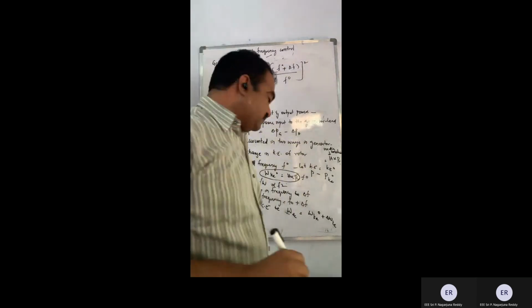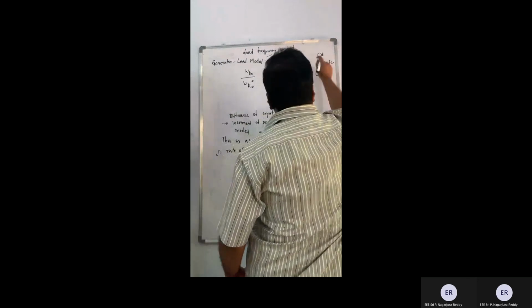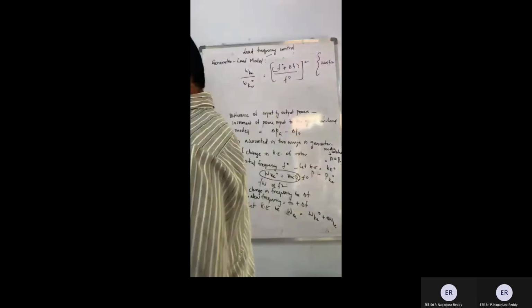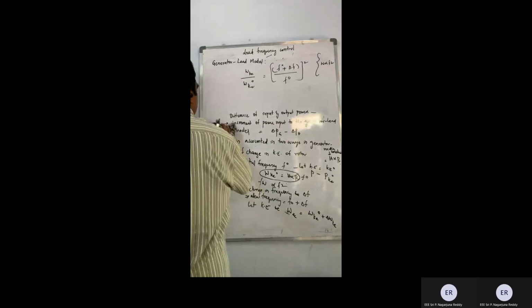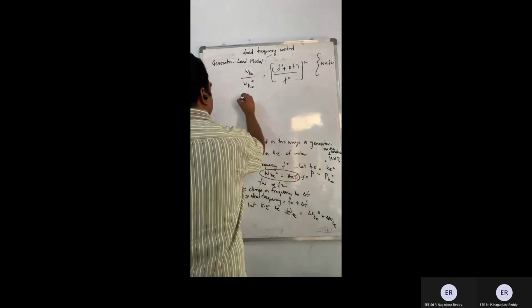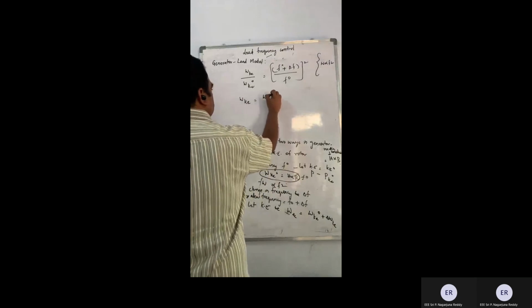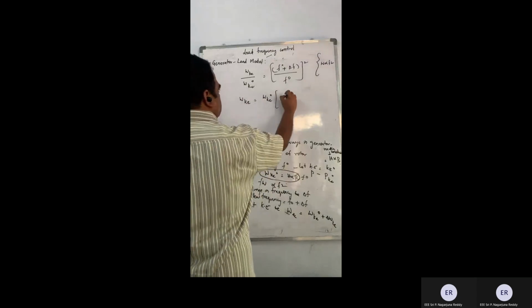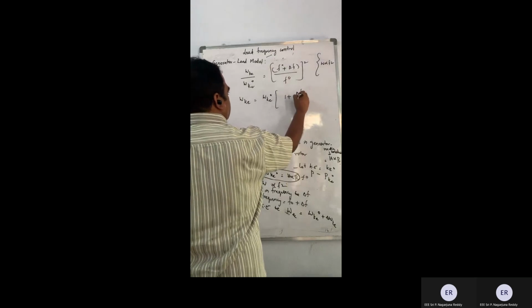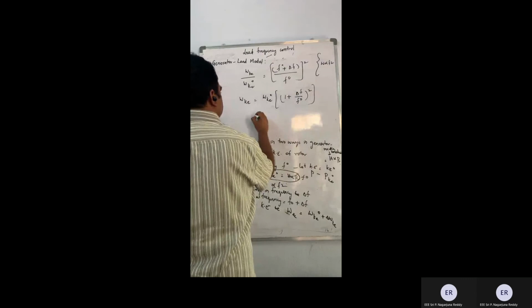Why have I come to this conclusion? Because W is proportional to F square. I am employing this particular relation. Now, this is 1 plus delta F by F0, whole square, isn't it?